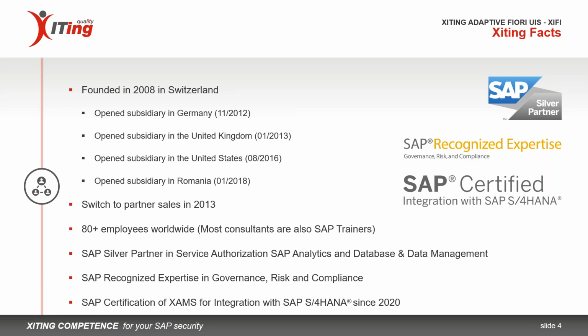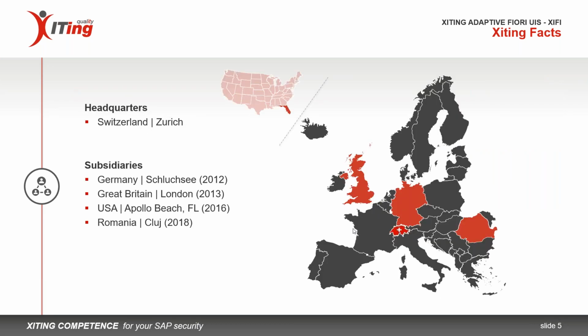Xiting is an SAP Silver Partner in service authorization, SAP analytics, and database and data management, and has the SAP recognized expertise certificate in the governance, risk, and compliance area. Since last year, Xiting has an SAP certification of XAMS for integration with SAP S/4HANA. Here we see, like I mentioned, our headquarters in Switzerland and the subsidiaries all over the world. And we're still growing and getting new great employees.